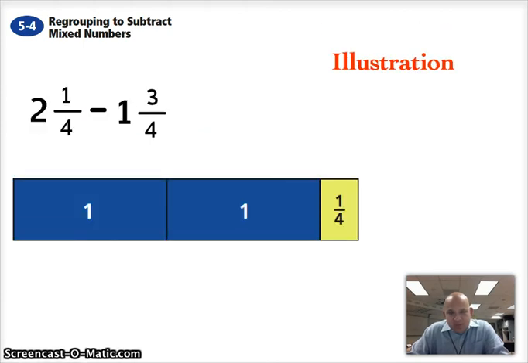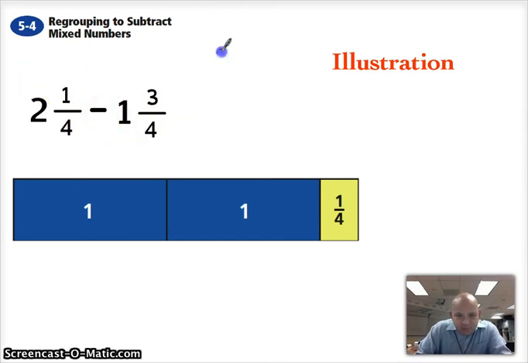There is an illustration, however, that I do want you to record inside your composition books. Not only do I want you to record the expression here, but I also want you to record any of the illustrations that I have here. They're simple illustrations. Let's go ahead and take a look at the problem. Here we have 2 1/4 subtract 1 3/4.